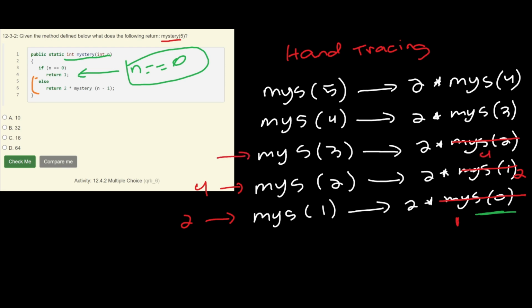And now that we know that mystery 2 is 4, we can replace it over here. So 2 times 4 will be 8. So we know mystery 3 is 8. And so then 2 times 8, so mystery 4 will be equal to 16. And then we know that mystery 4 is 16, so we can cross that out and make this 16. And then 2 times 16, we know that this will be 32. And from these options here, we can see that our answer will be B.